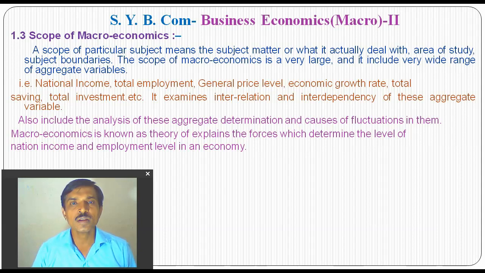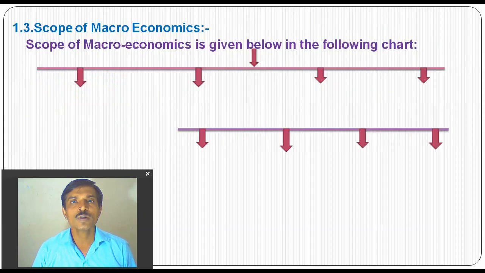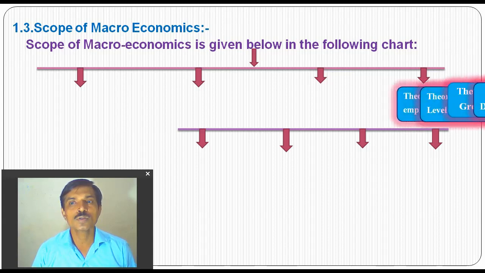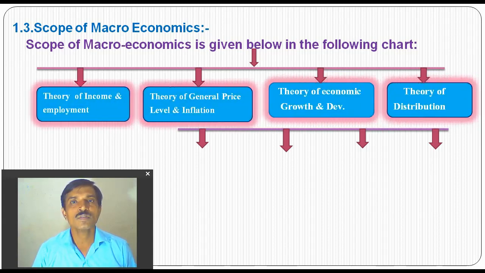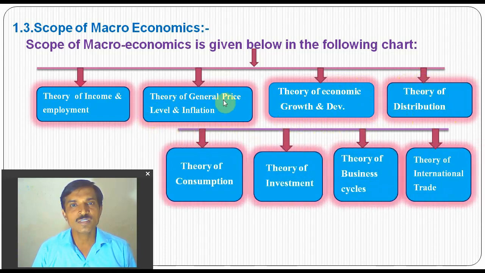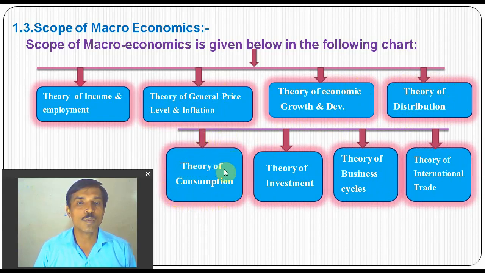So next is our point: what is actually mentioned in the scope of macroeconomics? We can explain the scope of macroeconomics with the following points: the theory of income and employment, theory of general price level, theory of economic growth, and theory of distribution. With the help of these various theories we can explain the macroeconomic scope. Also we study the theory of consumption, theory of investment, theory of business cycle, and theory of trade.